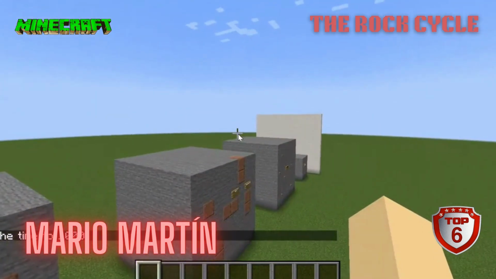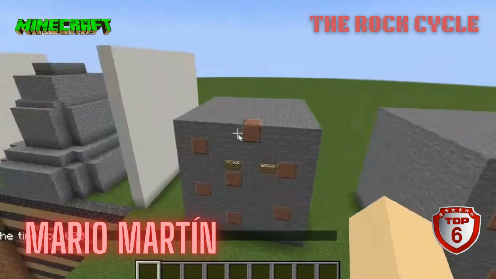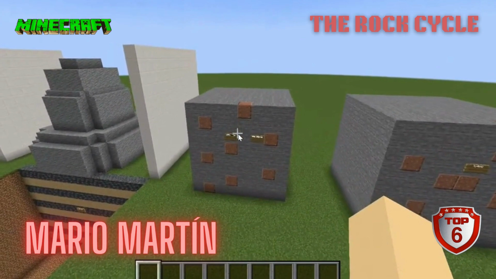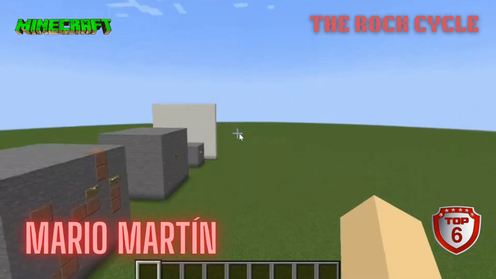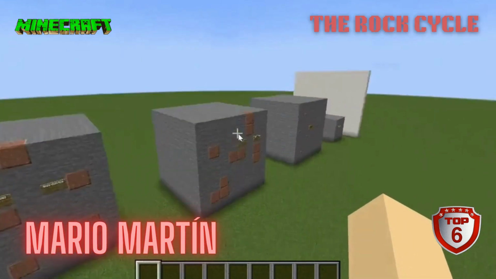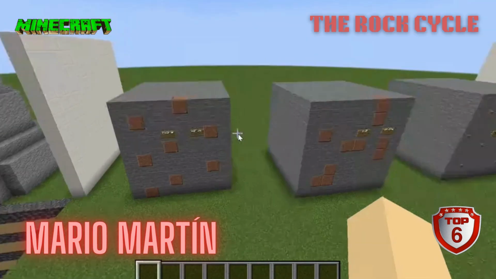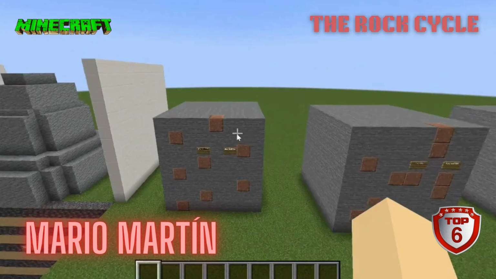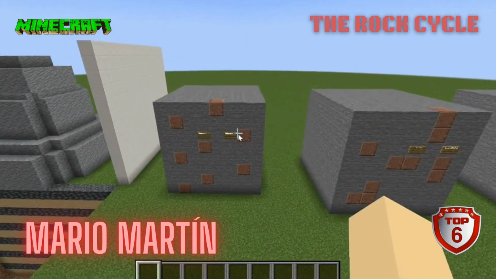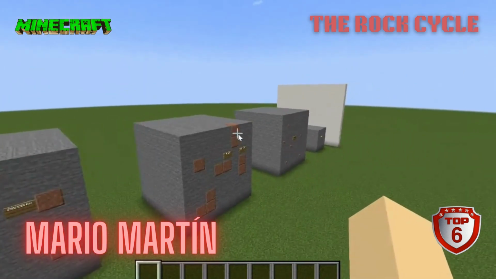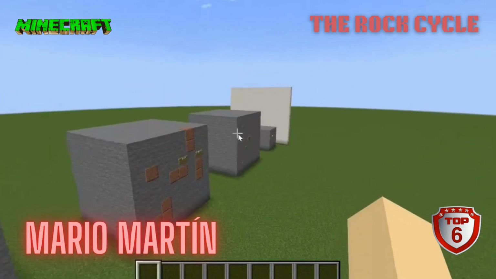Here we have the sedimentary rocks. These rocks are formed from the compaction of sediments or fragments of other rocks. There are different types of sedimentary rocks with varying size of grains or clasts.